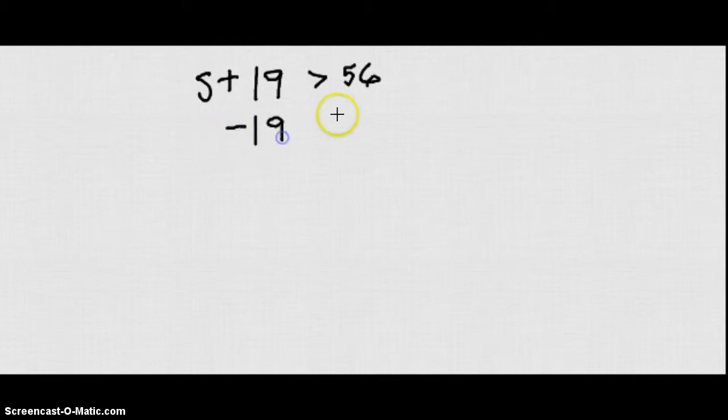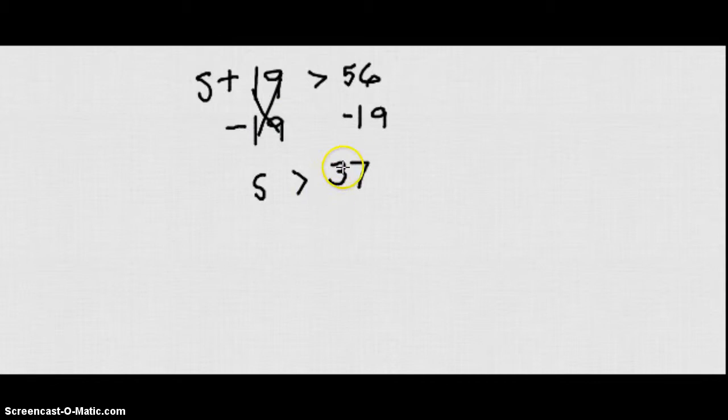So let's say I have something like s plus 19 is greater than 56. Just like the addition property holds true, the subtraction property will as well. If I subtract 19 from both sides, I'm going to get s is greater than 37.